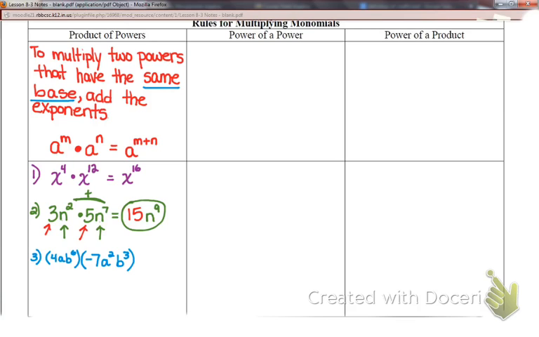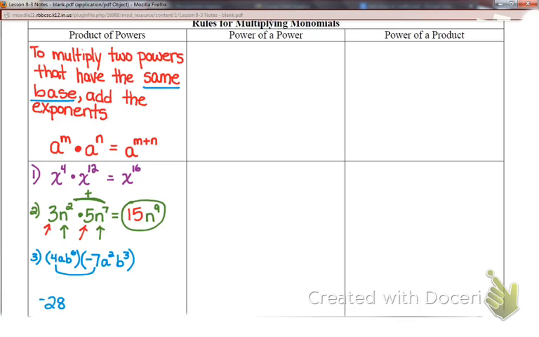Okay, so when I have a problem like this, I just start with the beginning of each monomial. Okay, remember, a monomial is a product, or can be a product, of numbers and variables. So each set of parentheses here is a monomial that we're multiplying together. So we just start with the numbers, the coefficients. 4 times -7, that's -28.